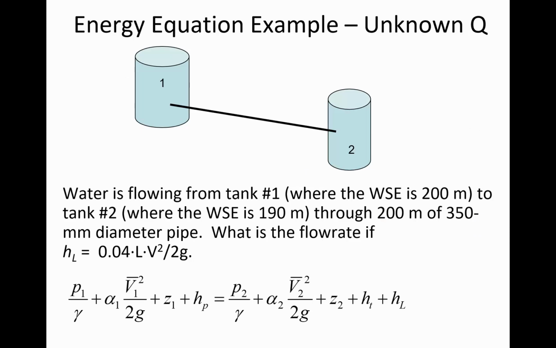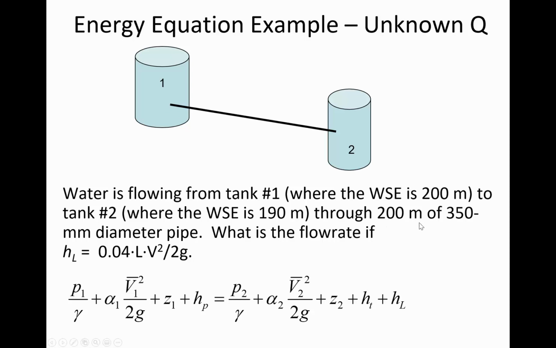All right, so I'd like for you to get a chance to try this energy equation. And what we're doing in this example is we say that water is flowing from tank 1 to tank 2 because of an elevation difference in the water. So in tank 1, the water surface elevation, WSE, is 200 meters. And there's this conduit through which water can flow, and it goes to tank 2, where the water surface elevation is 190 meters. Now we know a little bit of information about the pipe.